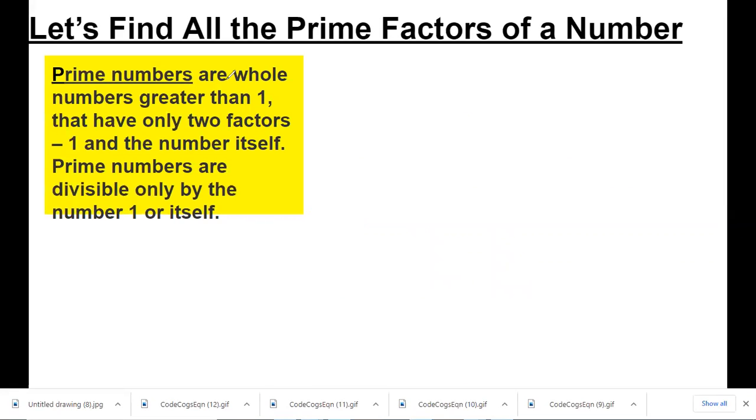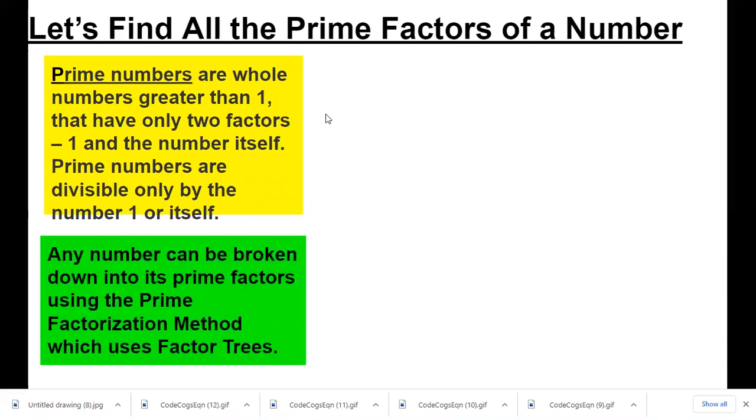Okay, so let's see how to use prime factors to make the prime factorization of a number. Any number can be broken down into its prime factors, its prime numbers, using the prime factorization method, which uses factor trees. So you saw this earlier, probably forgot, it's been a few months. 18, we're going to pick 2 factors that multiply together to give us 18. Any 2 factors will work. I picked 2 times 9. You could easily pick 3 times 6, and that will also work, and it'll give you the same answer in the end.